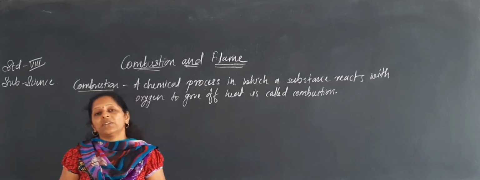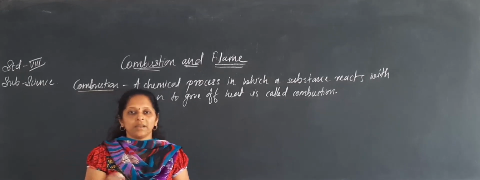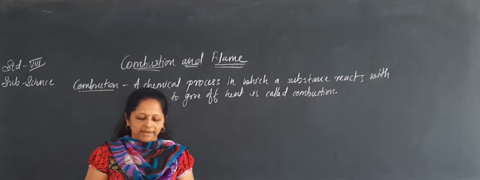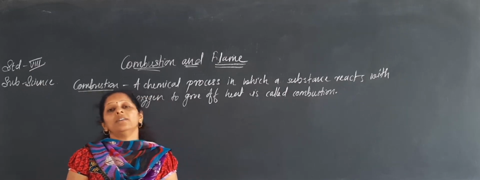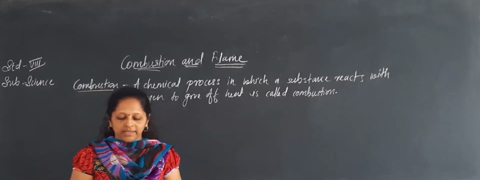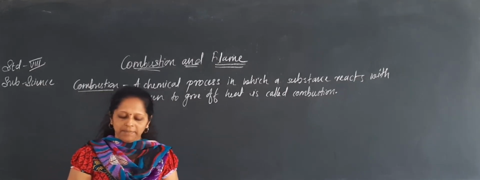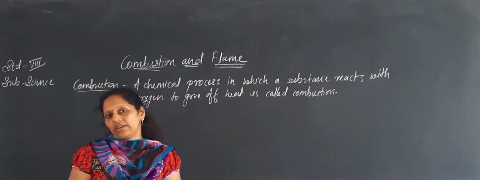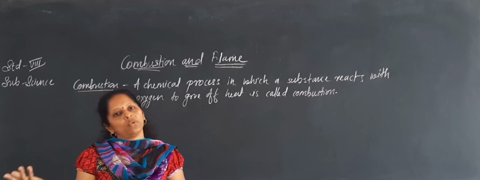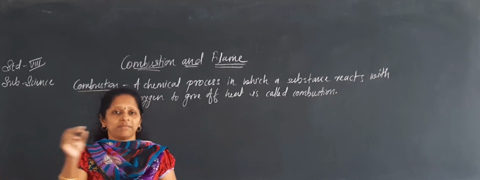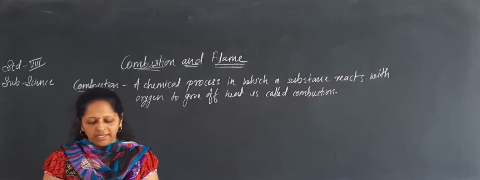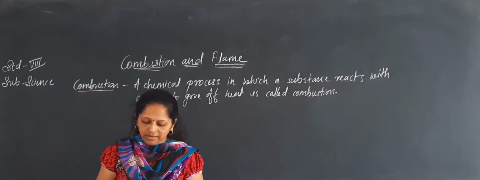When we burn a candle, it produces heat and light. What is the difference between burning a candle and burning a fuel like coal? You observe that a candle burns with a flame whereas coal does not. Whenever we burn a candle it produces a flame, but coal does not produce a flame. That is the difference we observe. Coal burns without a flame.